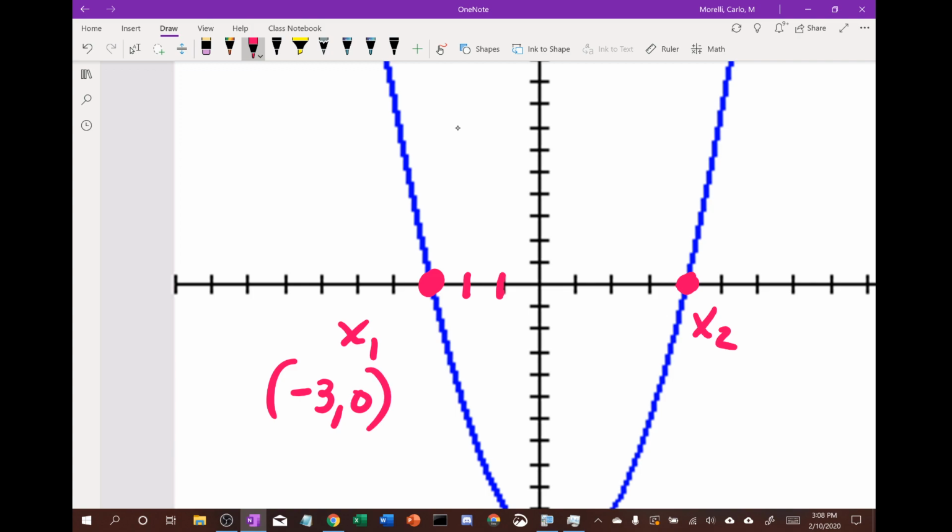So -3, 0 is a solution. That's an x-intercept. This is the solution, -3. -3, 0 is the coordinate point at the x-intercept. Over here is x2: 1, 2, 3, 4. So x2 is +4. That is the solution. And this is the intercept, 4, 0. Okay, so we found x1 and x2. Let's go back to our document.